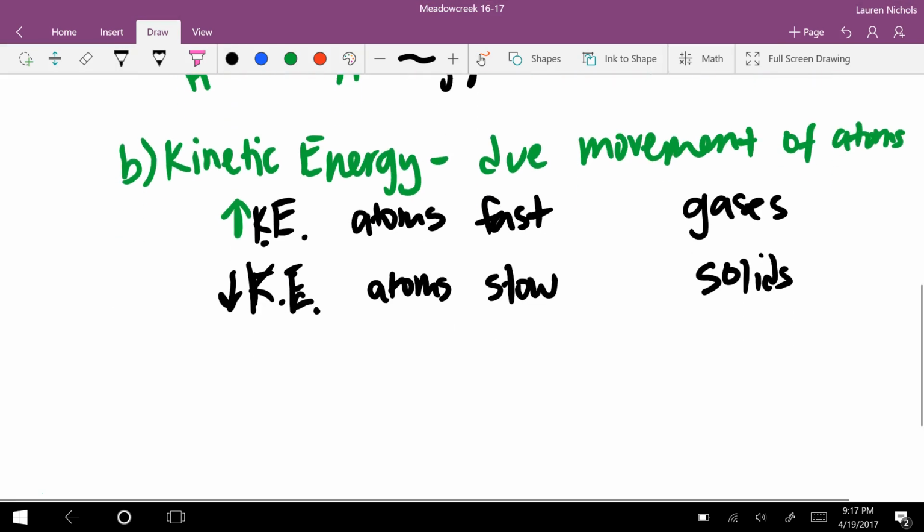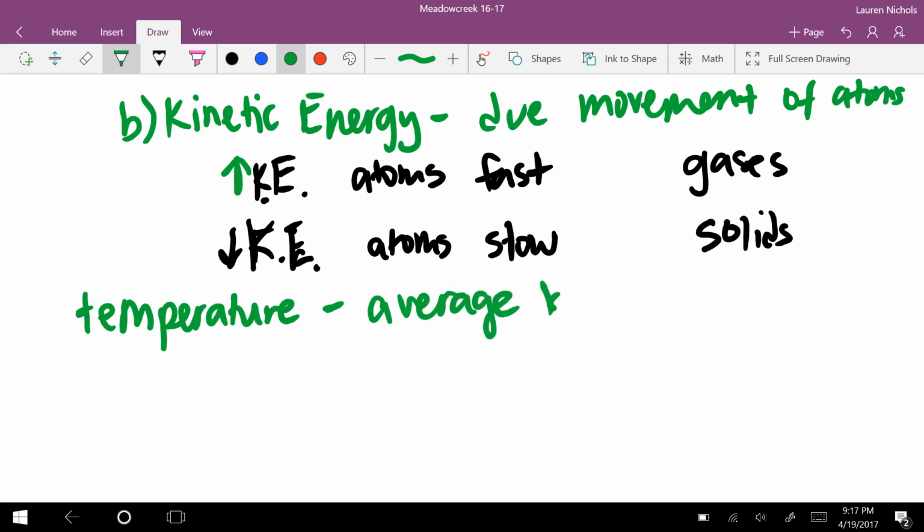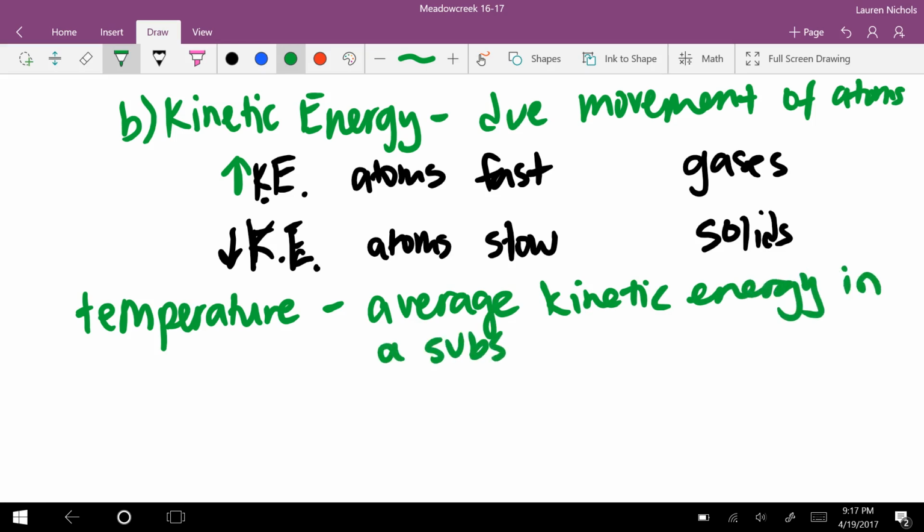And with that, kinetic energy plays an effect with how we measure it. So temperature measures the average kinetic energy in a substance. That means it's actually measuring how fast these atoms are moving. So you might say, well, Miss Nichols, I thought temperature measures how hot or cold something is. Well, let's look at this.